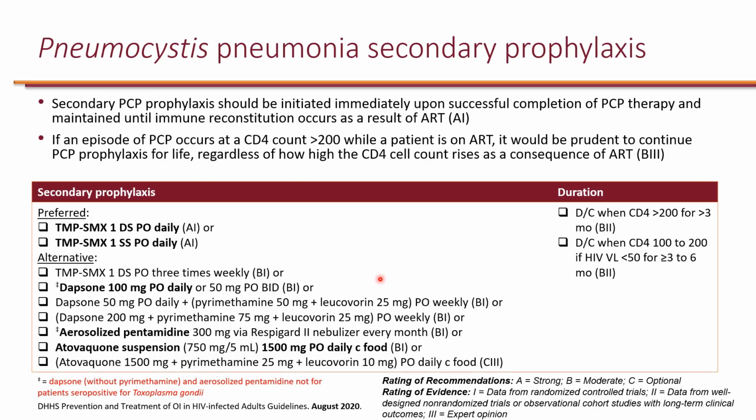And then once you finish treatment, the question is, do you need to prevent this from happening again? So there is such a thing as PCP secondary prophylaxis. You basically give the same agents we use for primary prophylaxis, and you continue it until the CD4 count is greater than 200 for at least 3 months.